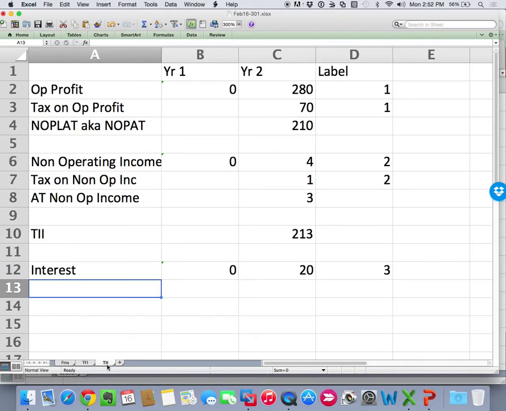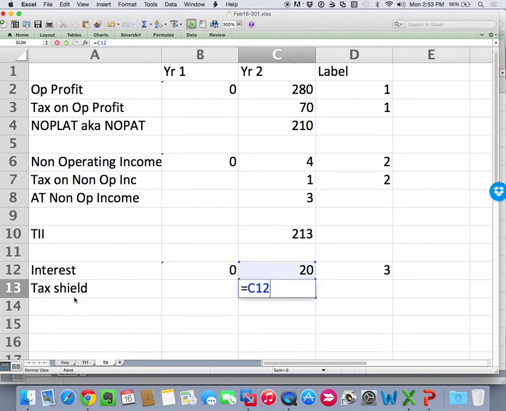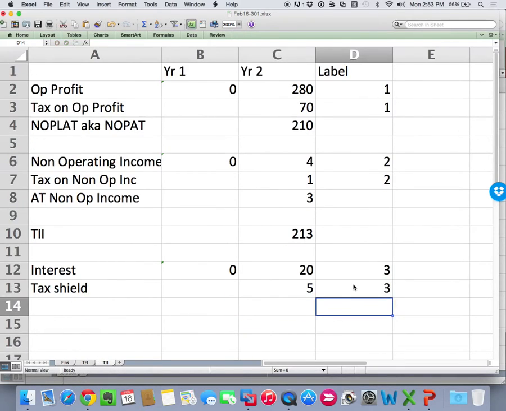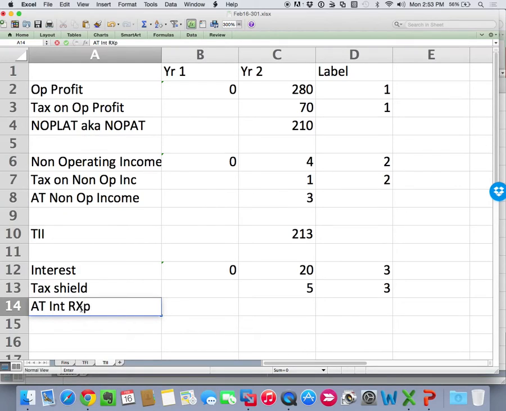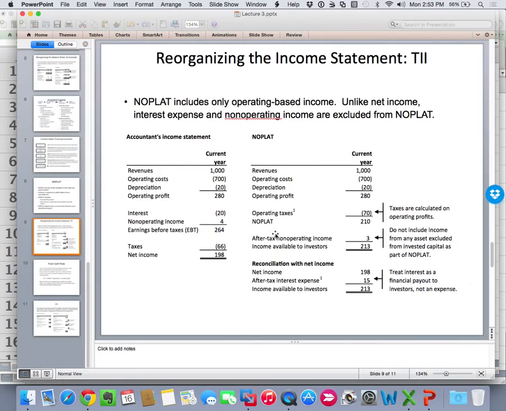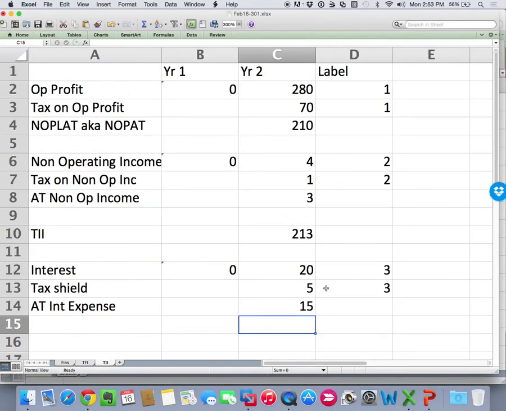So, back to interest. I get a tax shield because I get to deduct the interest that I pay. Well, I get to deduct the $20 at the 25% tax rate, so I basically save $5 in interest, right? Because the government allows me to deduct it from taxes. So my after-tax interest expense is 20 minus 5, or 15. That is how the 20 became the 15 because of the tax shield.